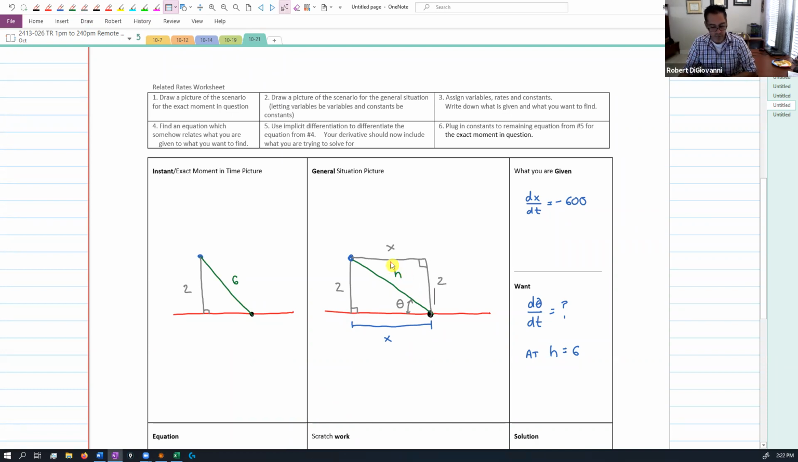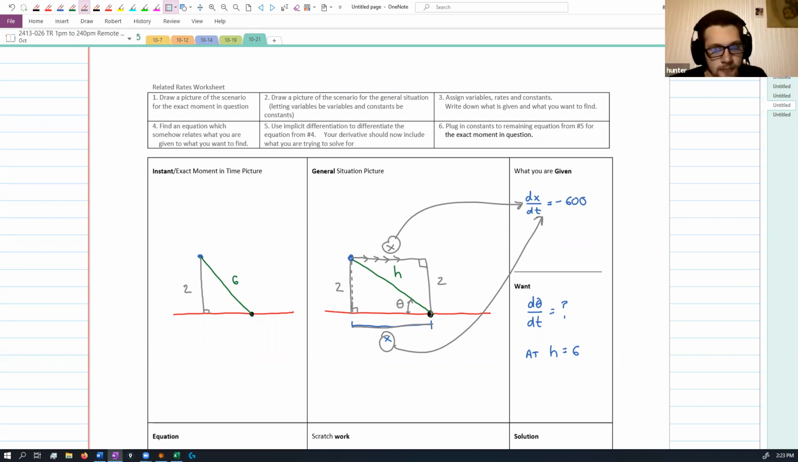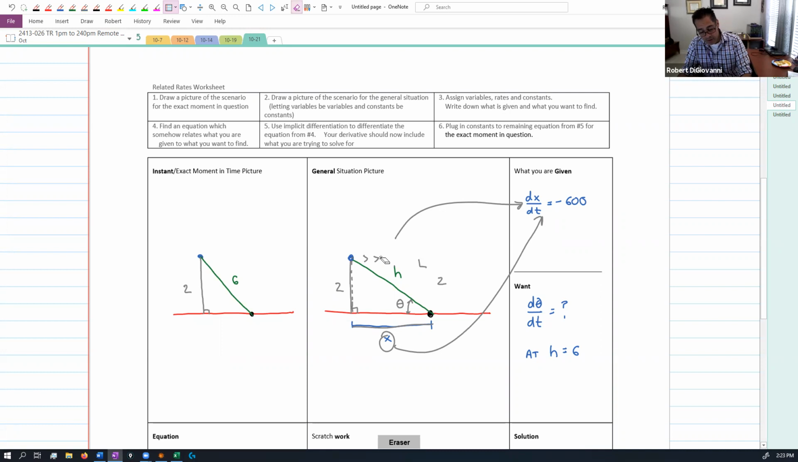And dx dt is still changing at -600. I guess what I'm trying to say is that X moving across, changing at -600, is the same as the shadow of that plane straight down, and then moving across, that would also change at -600. Either way, no matter which way you position the triangle. Does that make sense or no? That makes sense. So that's the way I did it. I drew this picture.